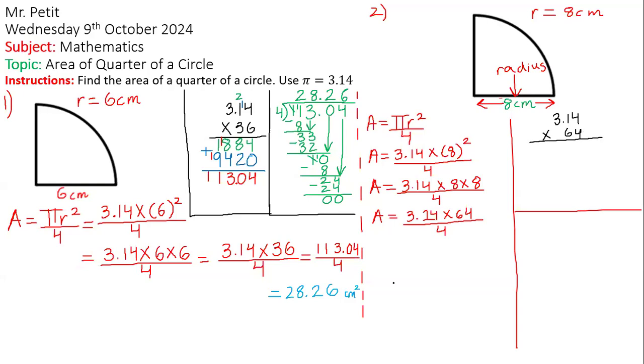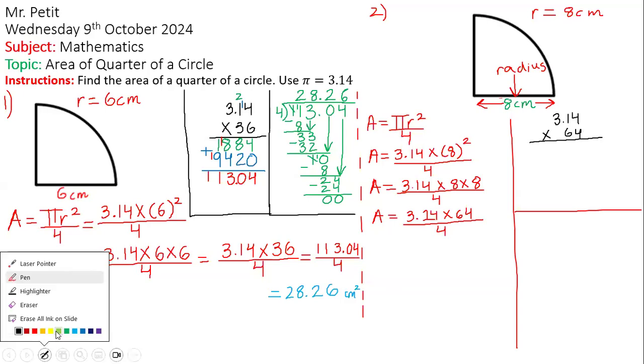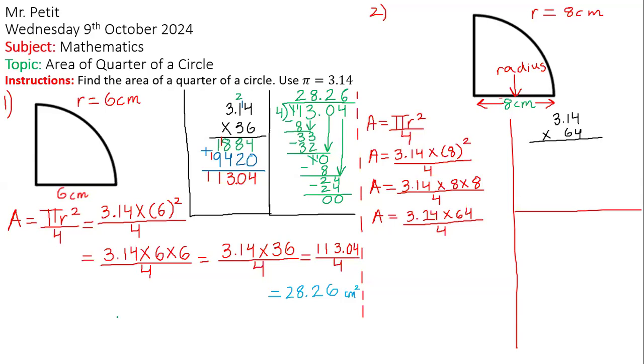4 times 4 is 16. Put the 6 down, put the 1 up. 4 times 1 is 4, plus 1 is 5. 4 times 3 is 12. We're done, right? No, sir, you have to put your placeholder. So it's going to be 0 down.